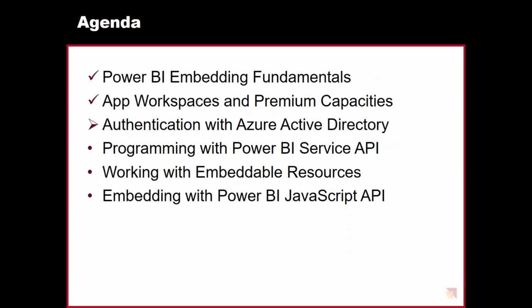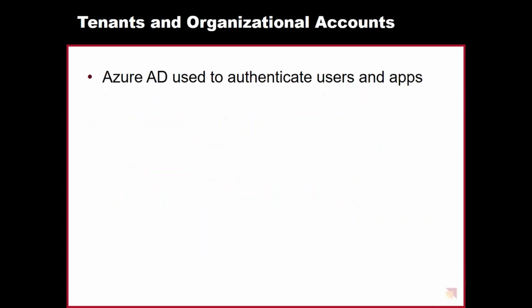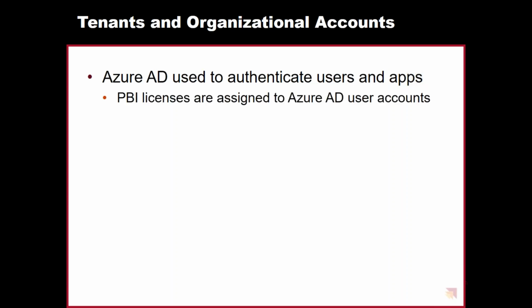Let's keep moving. So the next thing we're going to talk about is authentication with Azure Active Directory. Now, let's start at this high level. If your company uses Office 365 or Power BI, you have to have users that have licenses assigned to them, and the only way you can assign a license to one of them is by giving them a user account in Azure Active Directory. So Power BI licenses are assigned to Azure AD user accounts.